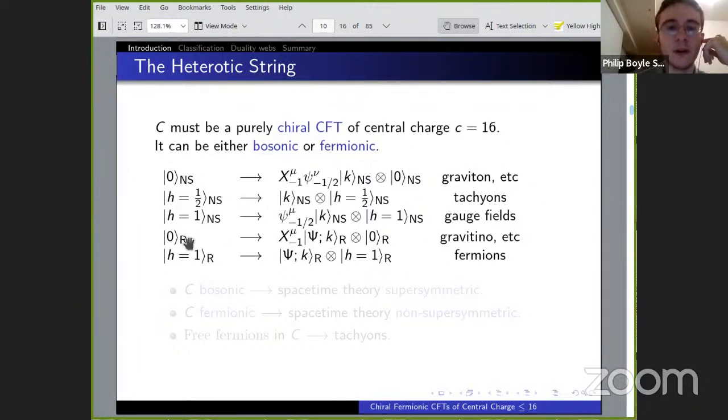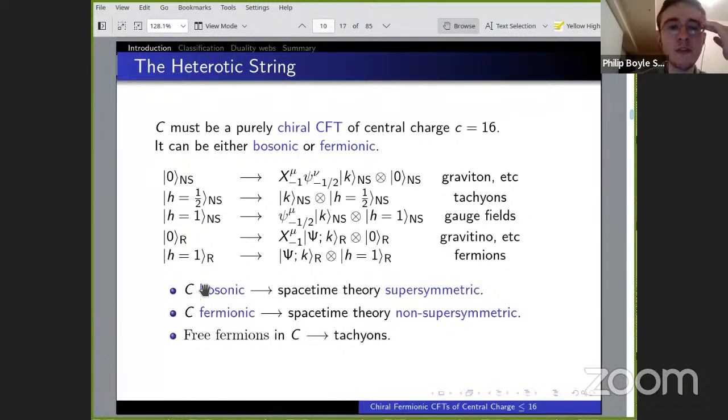And furthermore, the existence of this operator establishes a one-to-one correspondence between the NS and the R sectors. So that means that not only are these two in correspondence, but the dimension ones are in correspondence as well. So all these gauge fields have space-time fermions to be their superpartners. So in summary, if C is bosonic, the space-time theory is supersymmetric.